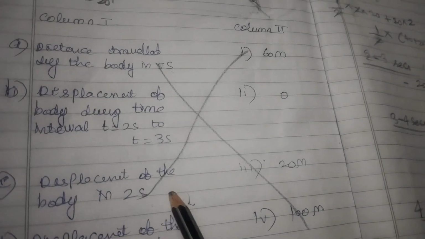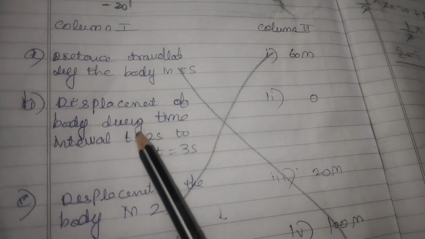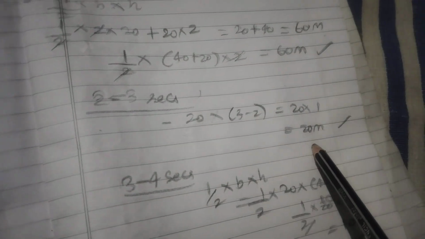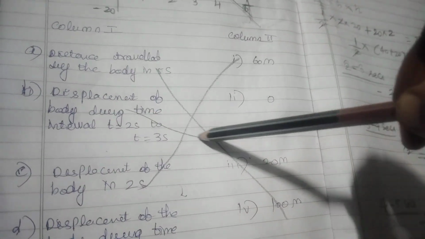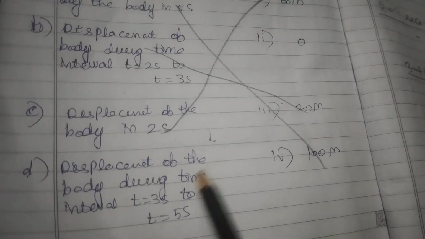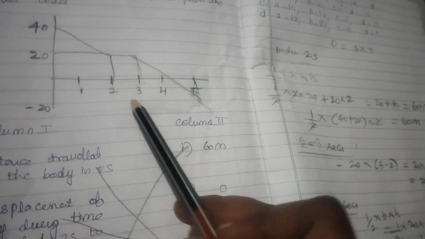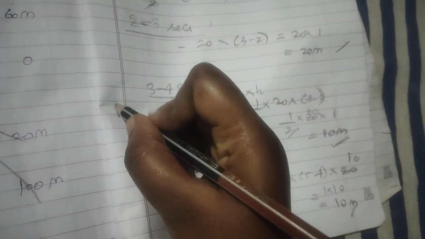Then displacement of the body in 2 seconds we have calculated, 60 meter. Displacement of the body during time interval 2 to 3 seconds: 2 to 3 seconds also we have calculated, that is 20 meter. Then displacement of the body during time interval 3 seconds to 5 seconds. So 3 seconds to 5 seconds means 3 to 4 seconds plus 4 to 5 seconds. So 3 to 4 seconds is 10 meter.